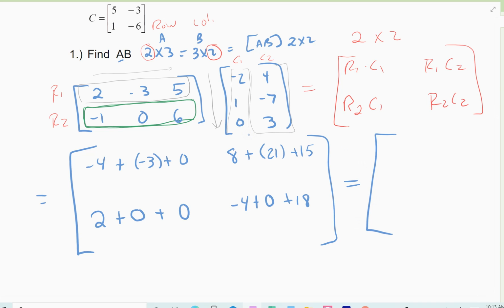All right, now my final resulting matrix, my final answer, will be once I add those up. So I get negative 7 there, 44 for that one. That's just 2 and 14.